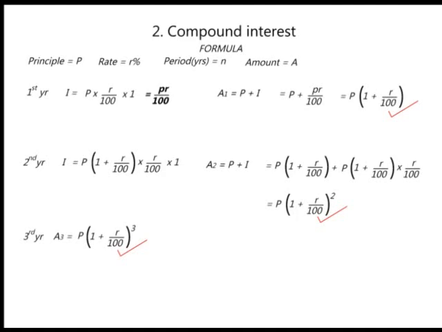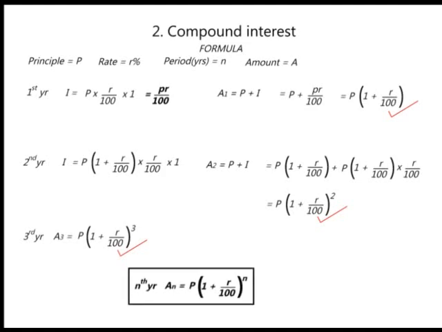In general, the amount A at a rate of R% for n number of years will be given by A is equal to P into 1 plus R over 100 raised to power n. And this is the compound interest formula.